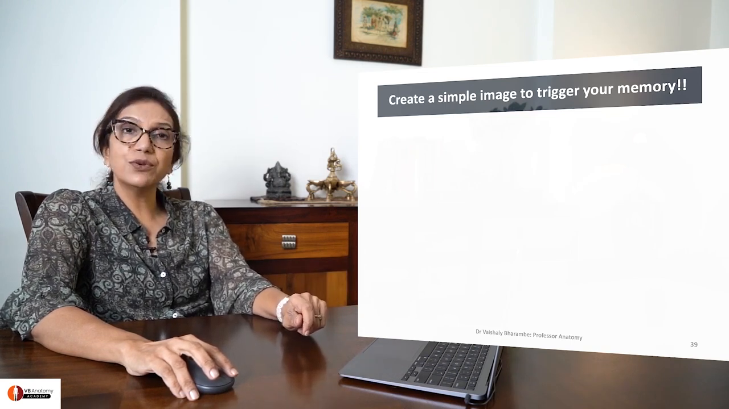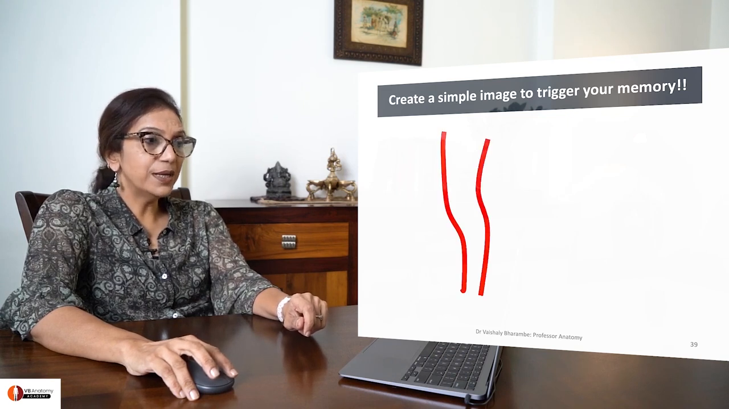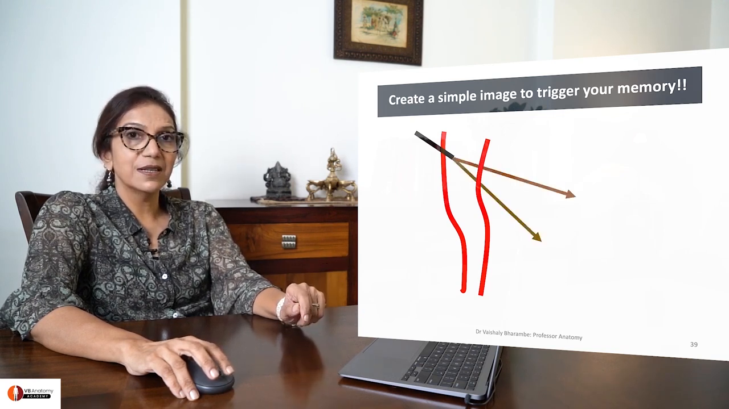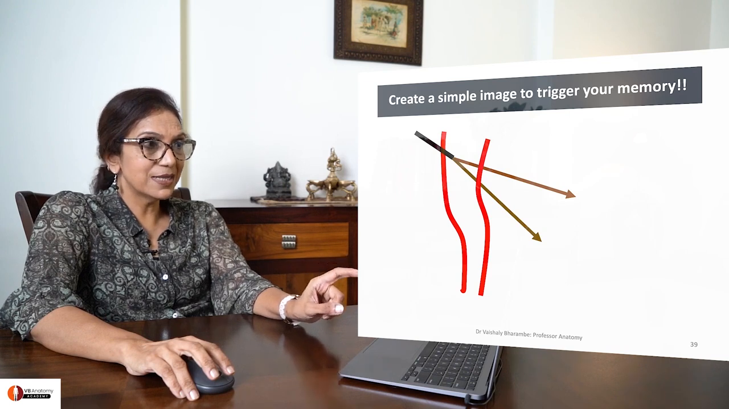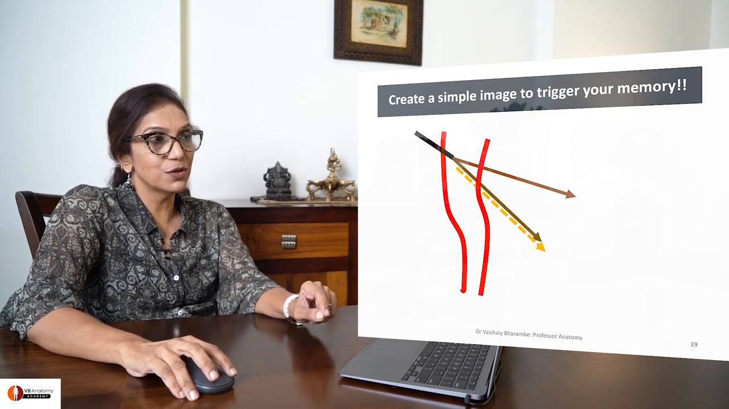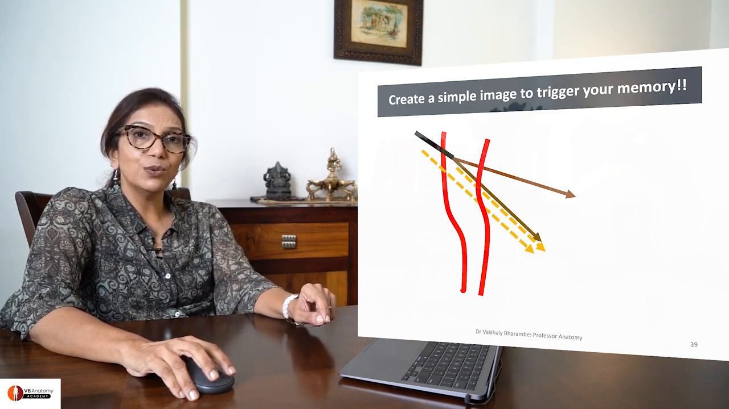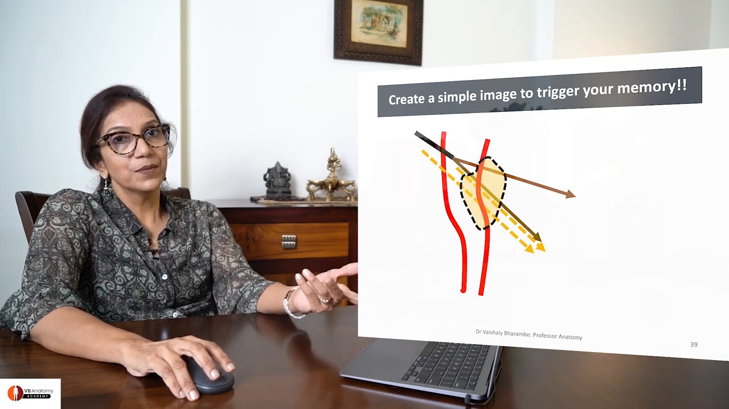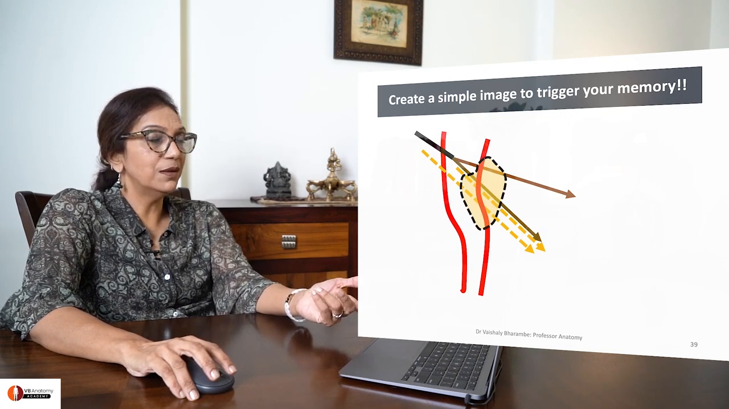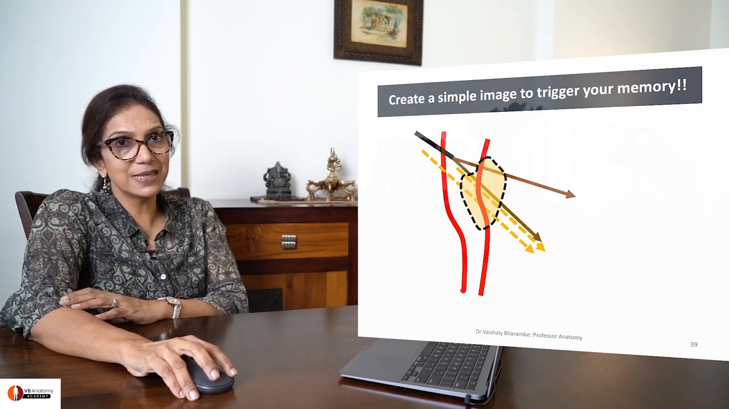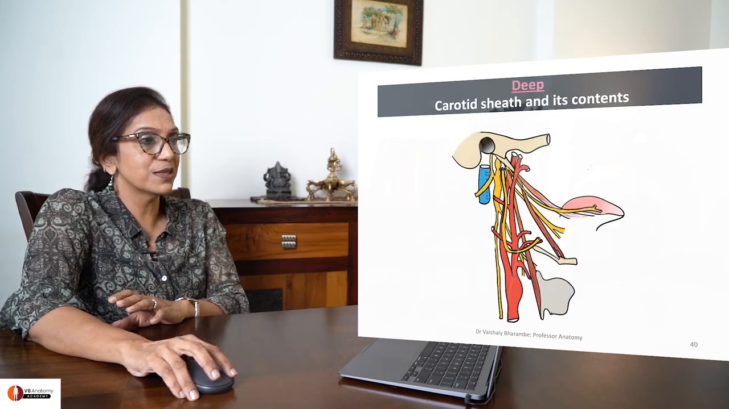Create a simple image to trigger your memory. That's your internal, that's your external carotid artery. In between them, that's your styloid process, giving attachment to two muscles, styloglossus and stylopharyngeus. Stylopharyngeus always accompanied by its nerve, glossopharyngeal. And also the pharyngeal branch of vagus. All this enclosed within the parotid gland. So sometimes some simple images help you to understand better. Maybe if this helps you, please use it.